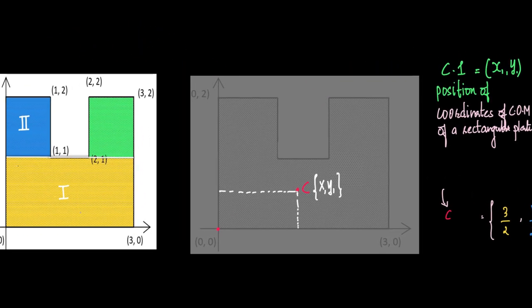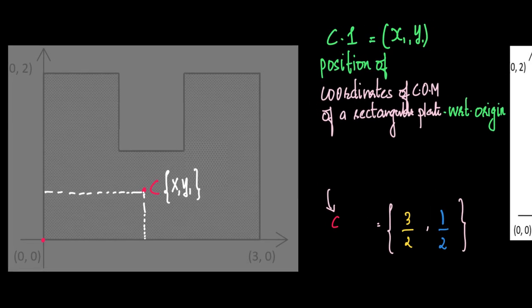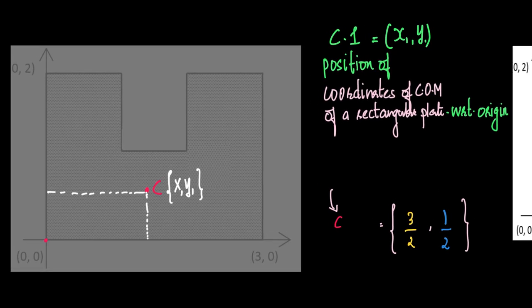Let's see. Let us say that the center of mass of this large rectangle is C1, whose coordinates are x1, y1, and it is the position of the center of mass of the rectangular plate with respect to the origin, the origin being 0, 0. Now what is this point? This point is otherwise 3 by 2, 1 by 2. And since this is from the origin, the coordinates x1, y1 would be, what will be x1? x1 will be this distance, right?